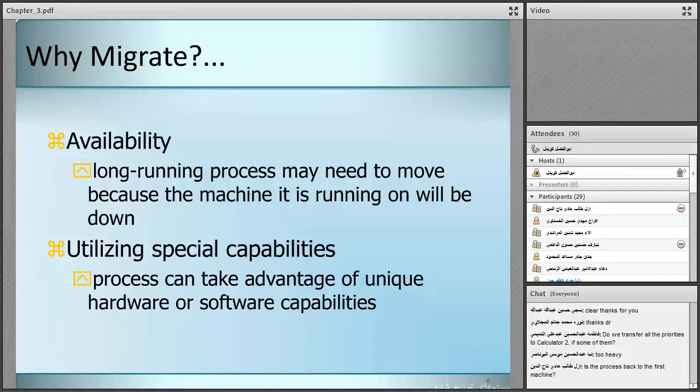Our CPU is weak, but we know that there is a strong CPU in this distributed system. We have another machine with a more powerful CPU. We can transfer this process from our machine to that machine to finish its job, because it can use the more powerful processor of that machine. So it is a good reason to migrate a process. Clear? Okay.